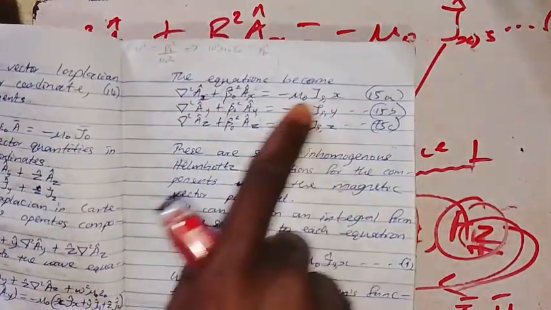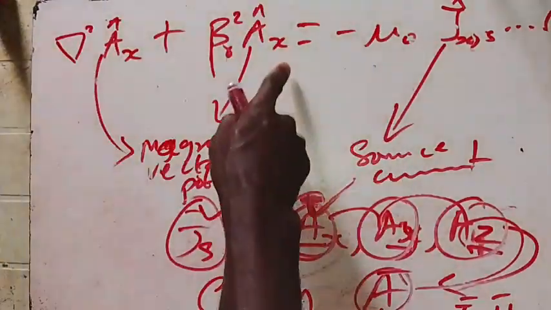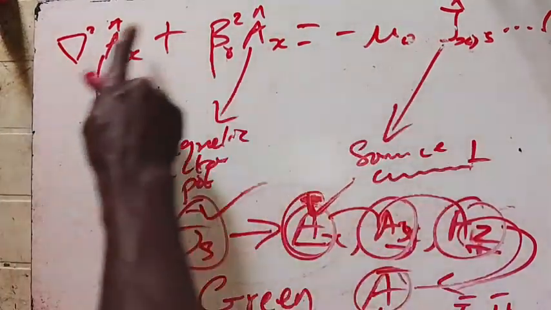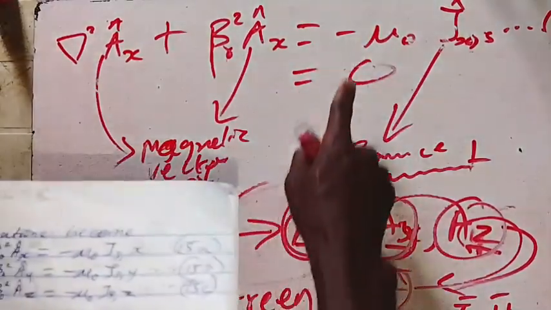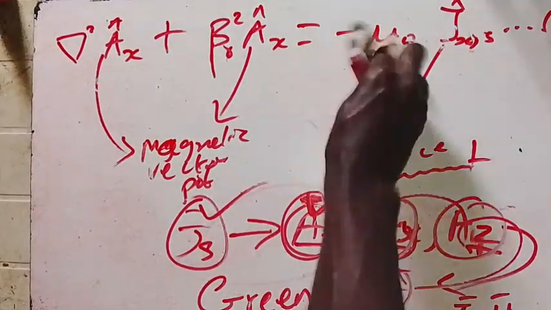These 15a, b and c are scalar inhomogeneous because there's a source. Inhomogeneous tells you that there is a source. This thing is equal to something. If this thing is equal to 0, it's homogeneous, but it is not equal to 0, so it's inhomogeneous.